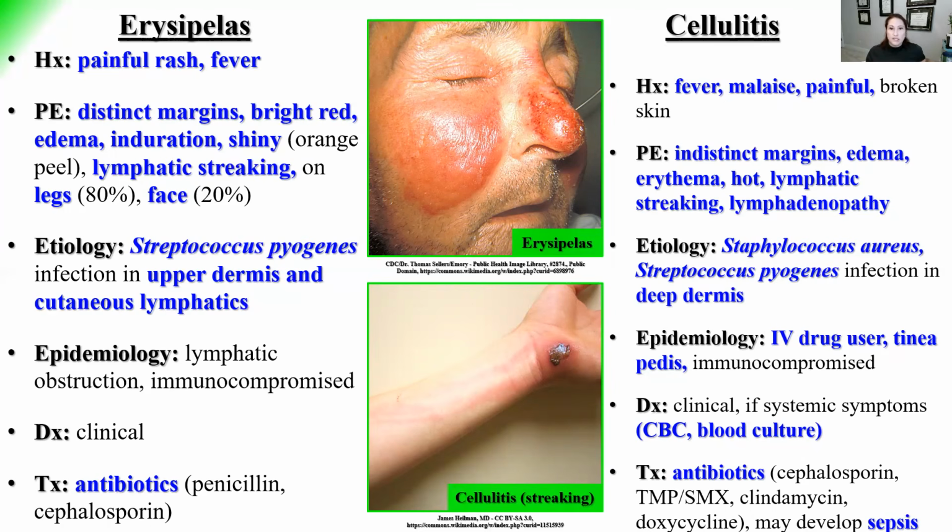So cellulitis itself does not always have an abscess, so you can't culture an area if it's just cellulitis. Antibiotics that we treat this with, examples would be things like cephalosporins, Bactrim, clindamycin, doxycycline. If we don't treat this, they may develop sepsis, which can be fatal.